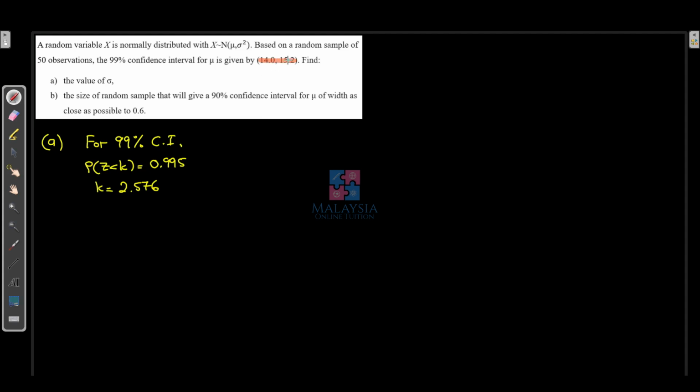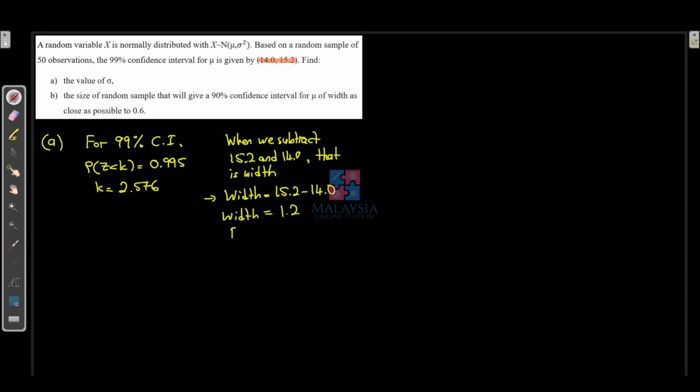When we subtract 15.2 and 14.0, that is the width, meaning when you subtract the lower value from the upper value, that is the width. So our width is going to be 15.2 minus 14.0, and that is going to be 1.2. So this is the width. And remember, the relation between width and bit is that bit is half of the width.